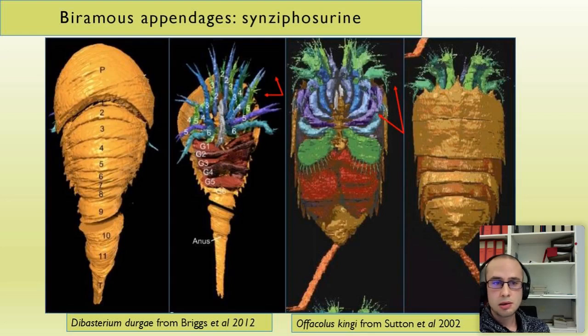One of the reasons why Dibasterium and Offacolus are not considered to be Prosomopoda is because Prosomopoda share uniramous appendages in the prosoma, and this is not the case for Dibasterium and Offacolus, which show biramous appendages in the prosoma, as you can see pointed out by the arrow, in green the exopod and in blue the endopods. Even if there is still some debate about the true nature of these biramous appendages, because they do not share the same insertion in the body, so they could derive from different anatomical parts.